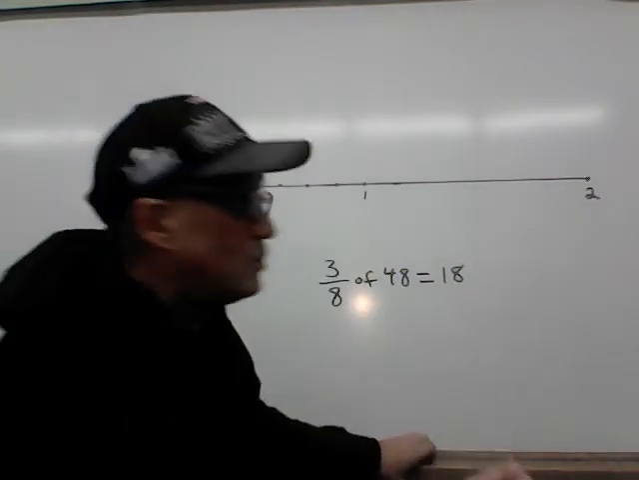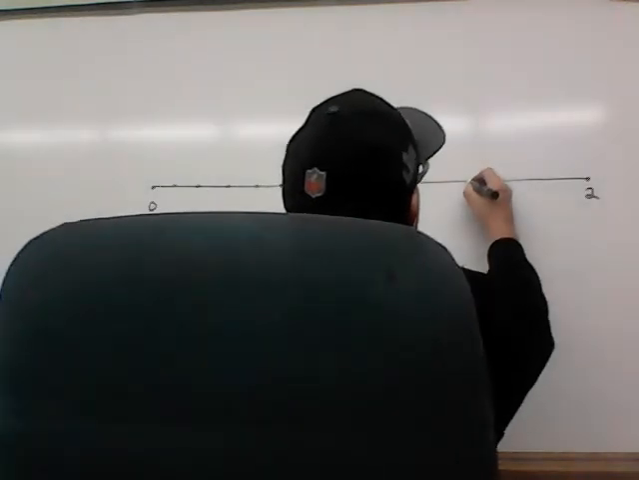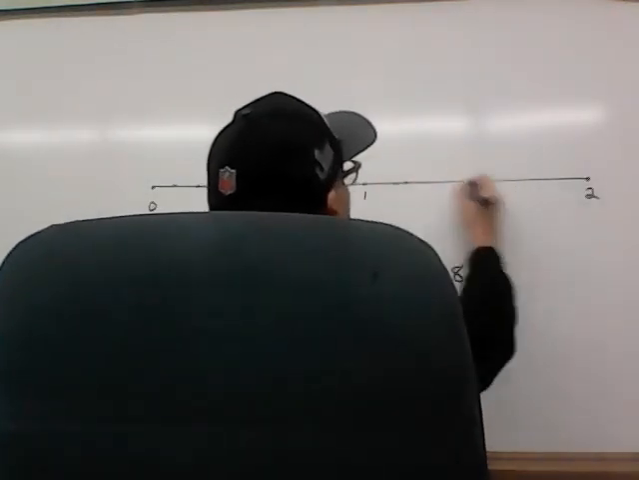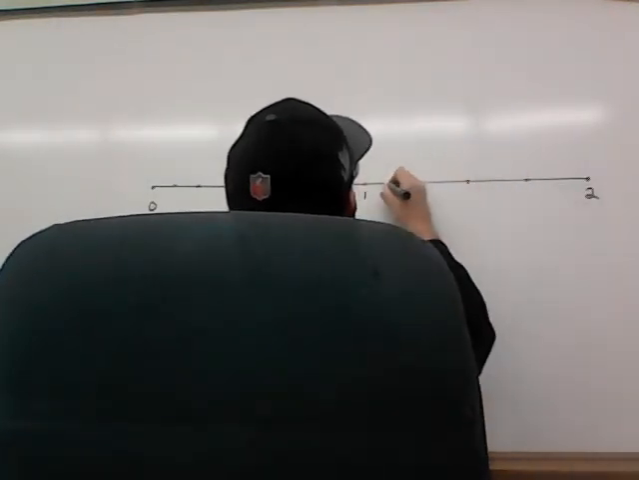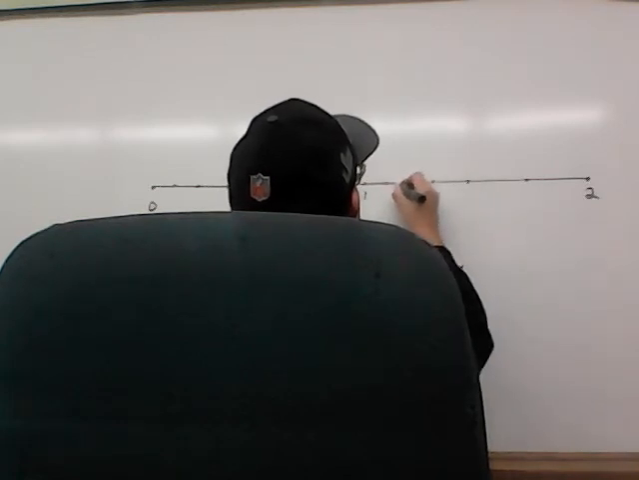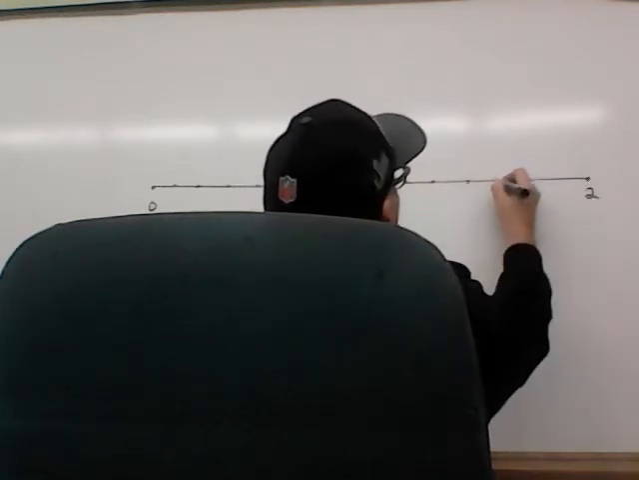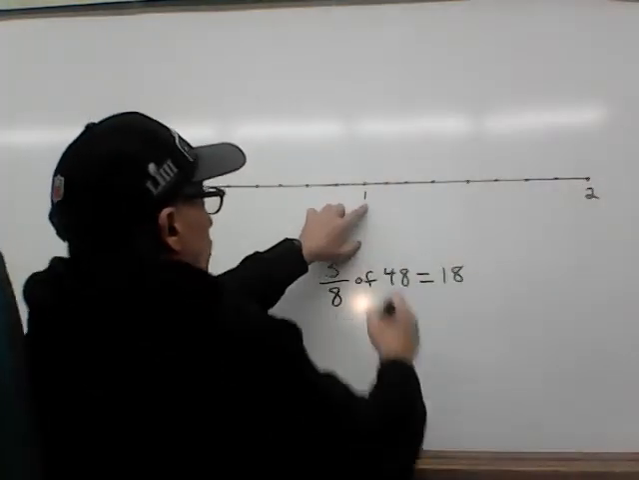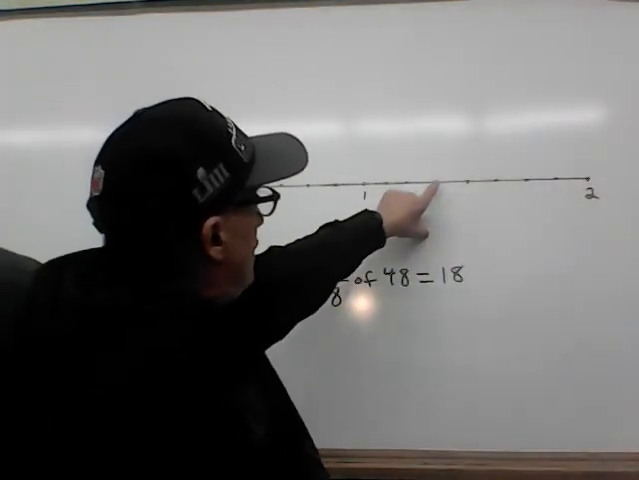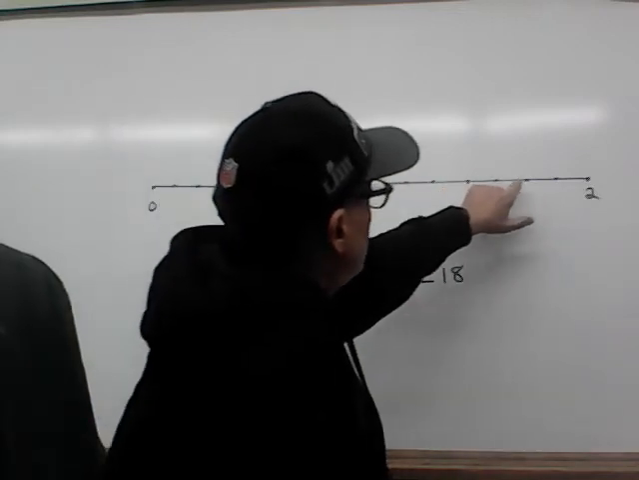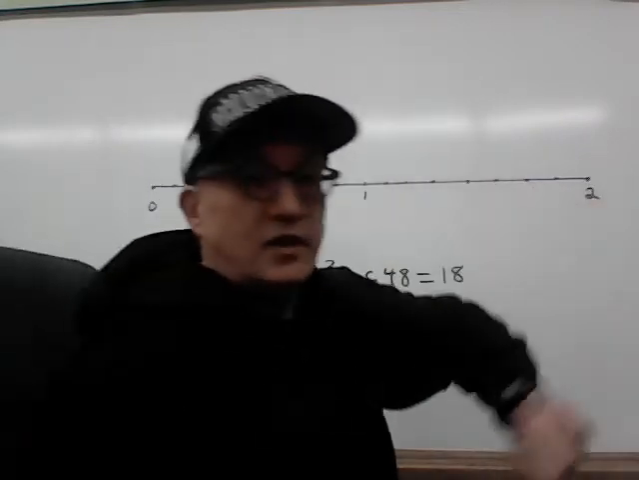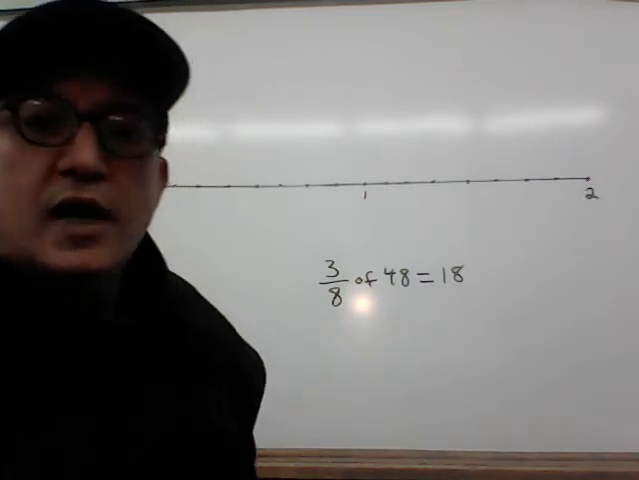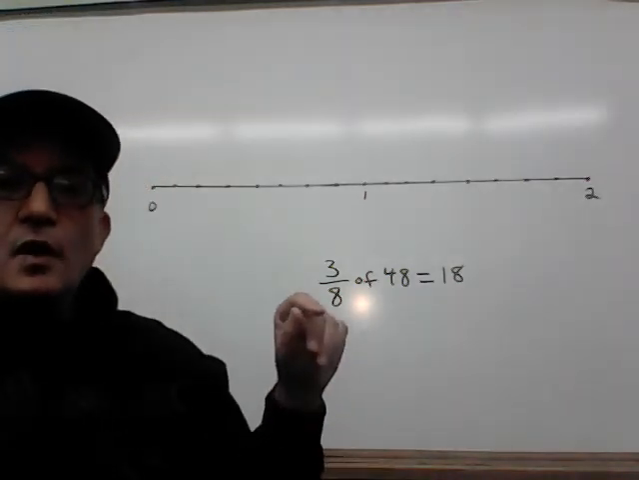Right? I could do the same thing between the 1 and the 2. Half, half again, and half again. So this one would be 8 eighths, 9 eighths, 10 eighths, 11 eighths, 12 eighths, 13 eighths, 14 eighths, 15 eighths, and 16 eighths for the 2. It's not a perfect eighths number line, but it'll do.